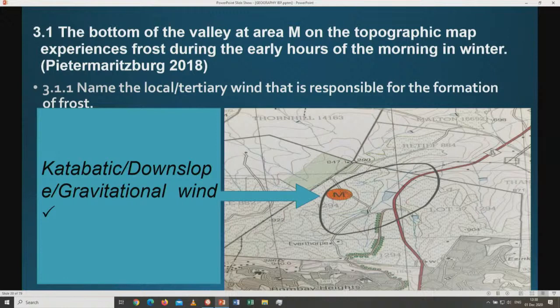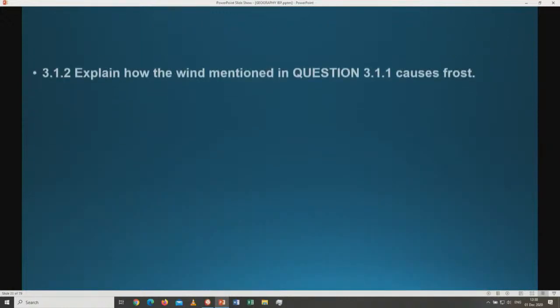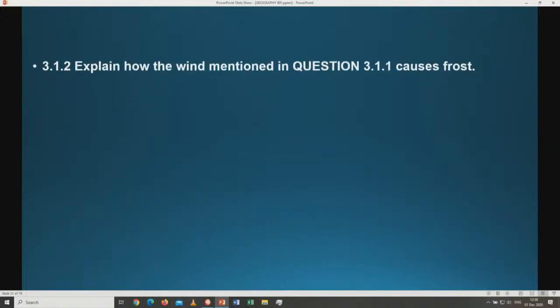Now, let's look at the following question. Explain how the wind mentioned in question 3.1.1 caused frost. This question is asking you about the formation of frost in your theory part. So now they're asking you, how do we have the formation of frost?